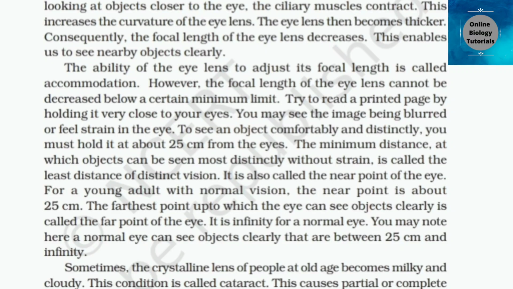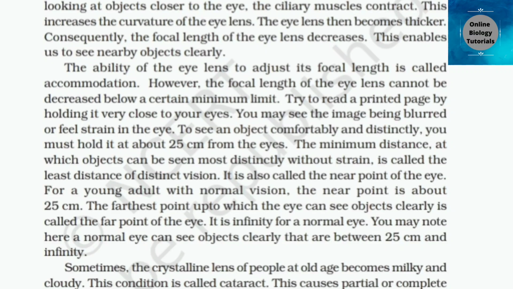For a young adult with normal vision, the near point is about 25 centimeters. The farthest point up to which the eye can see objects clearly is called the far point of the eye. It is infinity for a normal eye. You may note here that a normal eye can see objects clearly that are between 25 centimeters and infinity.